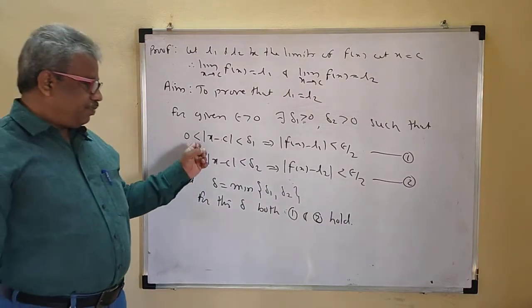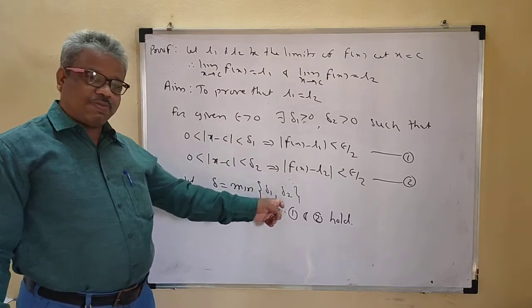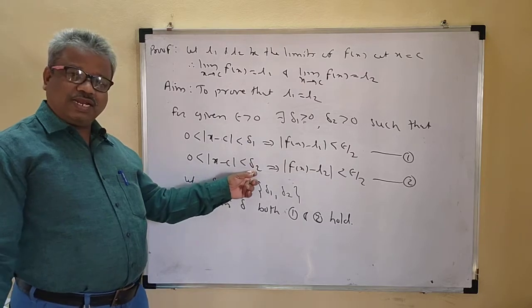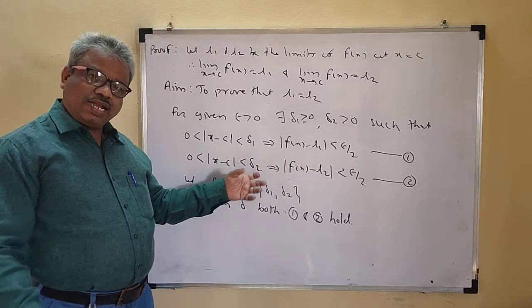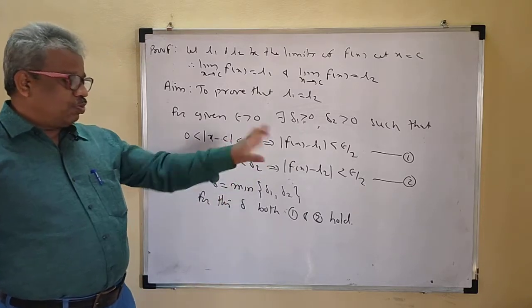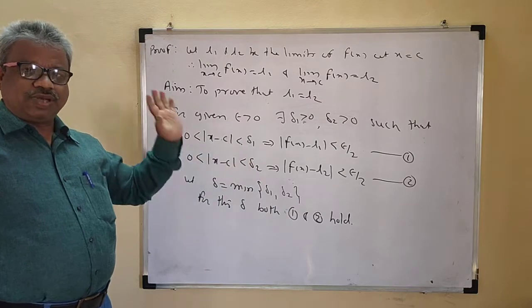So that means mod of x minus c less than delta, where delta is the minimum of delta 1 and delta 2. It is obviously less than delta 1. And if you replace delta 2 as delta, that delta is also less than delta 2. So no problem for this one. Both 1 and 2 hold for this delta. That means you may replace delta 1 and delta 2 as delta now.